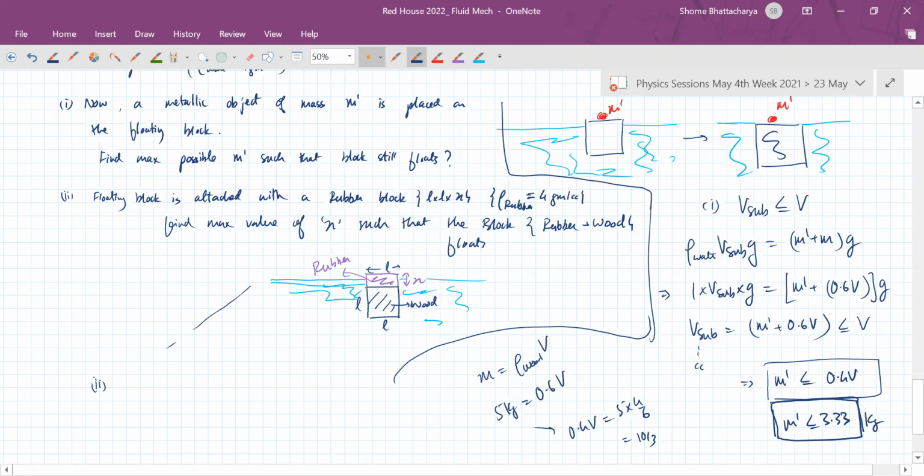In fact, the rubber could be attached from below also or from above also. It doesn't make a difference. So the calculation is a little bit more intricate. The formula for your maximum buoyant force will be the total volume into density of water into g. So total volume will include the volume of rubber also.